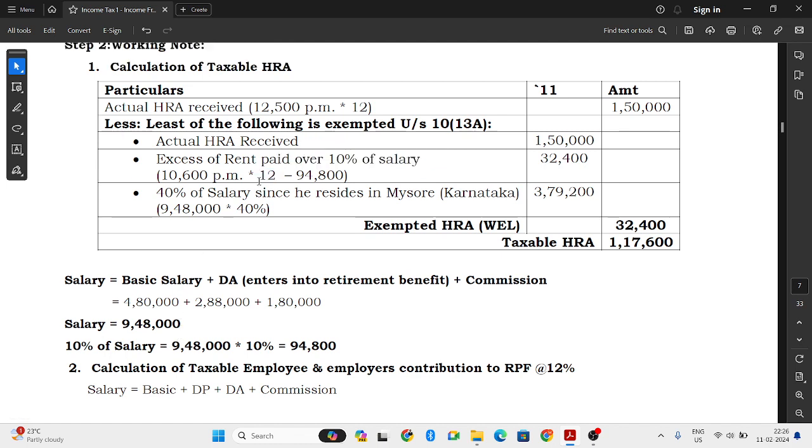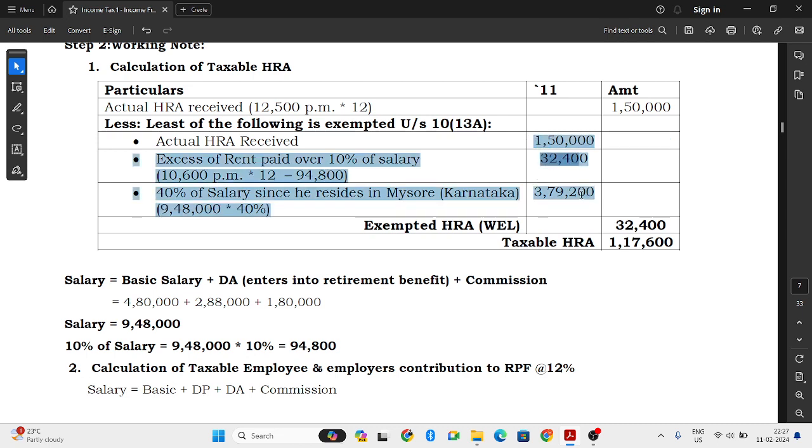So rent paid, here the rent paid is 10,600 into 12 months, which is 1,27,200, minus 94,800 will be 32,400. That is our second exemption. Third exemption, he is staying in Mysuru. Mysuru is a place in Karnataka, and for Karnataka it is not considered as a metropolitan city in the IT laws. So 40% of the salary will be considered. So total salary is 9,48,000 into 40% will be 3,79,200.